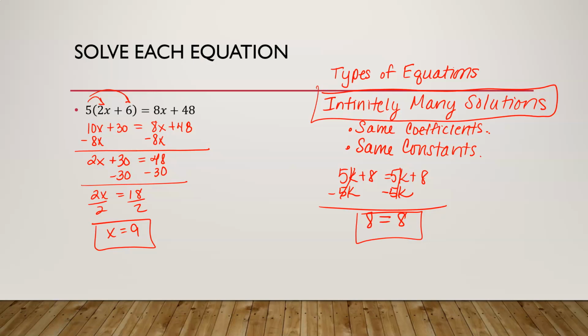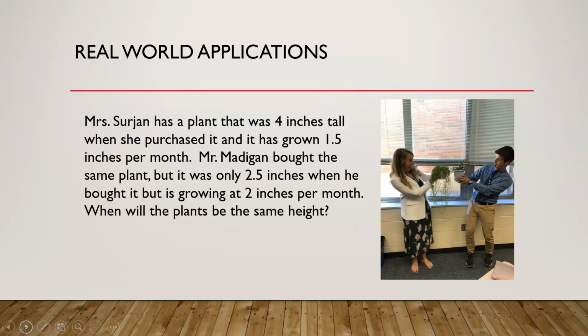All right, on to word problems. So my first one, oh, and look, there's Mrs. Surgeon. Mrs. Surgeon has a plant that was 4 inches tall when she purchased it, and it has grown 1.5 inches per month. Mr. Madigan bought the same plant, but it was only 2.5 inches when he bought it, but is growing 2 inches per month. When will the plants be the same height?